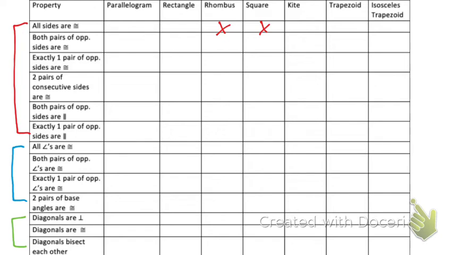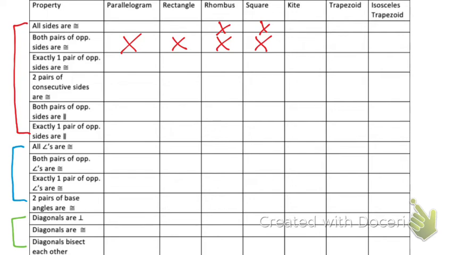Anyone else? Dylan? A square does fit into that, as well as some other shapes. A rhombus has both pairs of opposite sides congruent as well. Rectangle. Any others? Parallelogram. Thank you, Dylan. If it's true about a parallelogram, is it automatically going to be true about a rectangle, rhombus, and square? Yes, because they're all types of parallelograms. So all four of those will have both pairs of opposite sides being congruent.